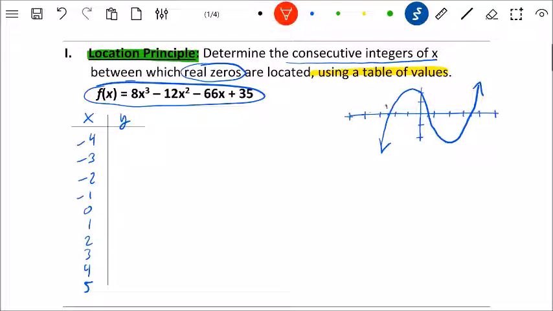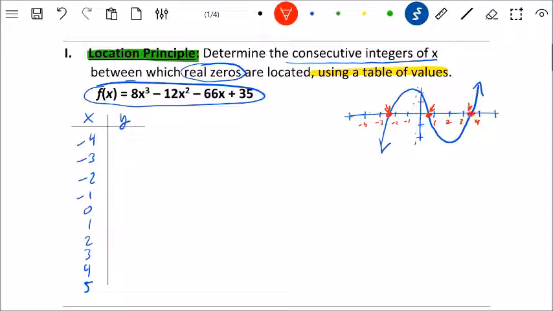And what I want you to see is that this is where the zeros are. There's one here, and there's one here, and there's one here. And this is -1, -2, -3, and -4, and 1, 2, 3, 4. And then the y values aren't the issue for this here. But what we're looking for is the specific zeros.